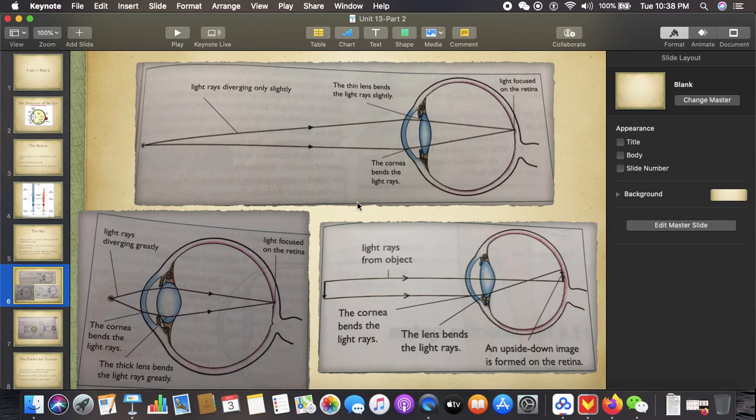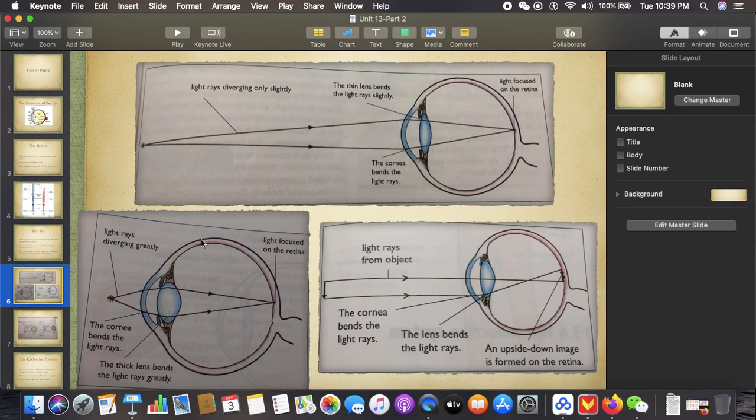Okay, now let's focus on the top picture. This is a picture of an eye focusing on a distant object. You can see that the light rays from a distant object only diverge slightly. So there's less job for the cornea and the lens to bend the light. You can see that over here, the thin lens bends the light rays only slightly. And the light is focused on the retina, which is the fovea here, to produce a very sharp, clear image.